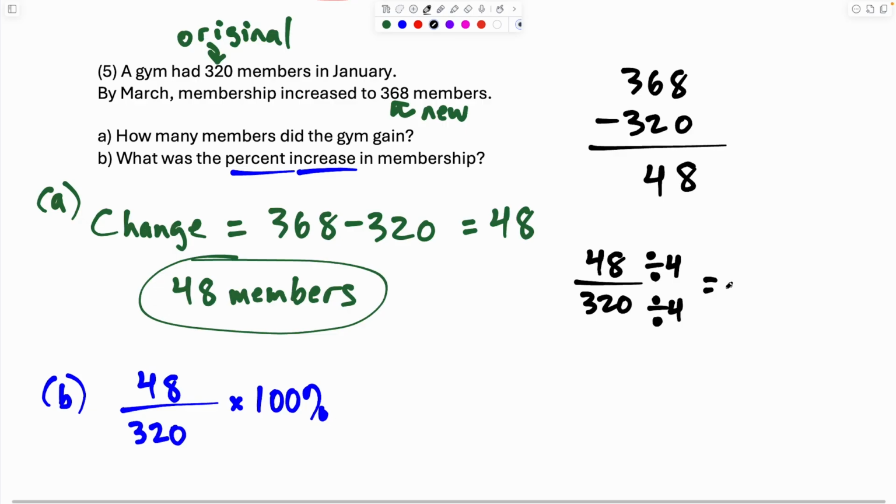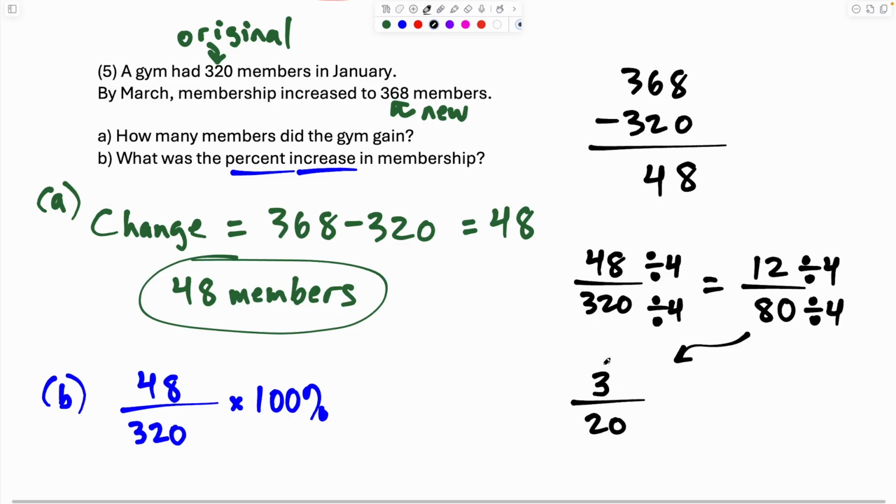48 divided by 4 is 12. And then here, I just think 32 divided by 4 is 8. So with that extra 0, we get 80. And then I look at these numbers and I say, those numbers are also divisible by 4. So I divide by 4 one more time. And then over here, that's going to work out to 12 divided by 4 is 3. And 80 divided by 4 is 20.